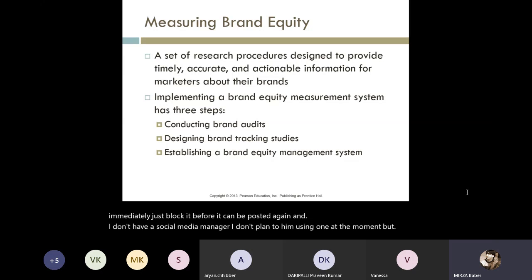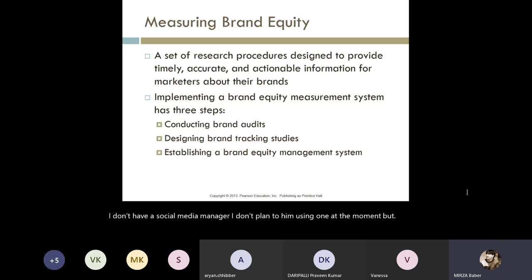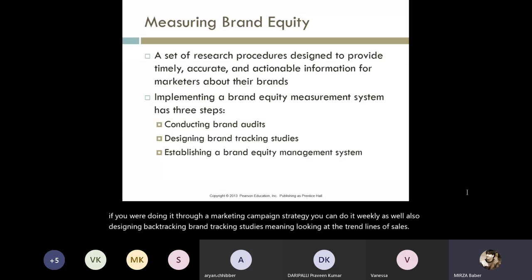So implementing a brand equity measurement system has 3 steps. Number 1, conducting brand audits. You can do this monthly, depending on the size of your company. If you are a very large company, you should do it monthly. If you are a small company, you can do it quarterly. But if you are doing it through marketing campaign strategy, you can do it weekly as well. Also designing brand tracking studies, meaning looking at the trend lines of sales, customer preferences, customer associations, and those things, doing regular research, and also establishing a brand equity management system, okay?